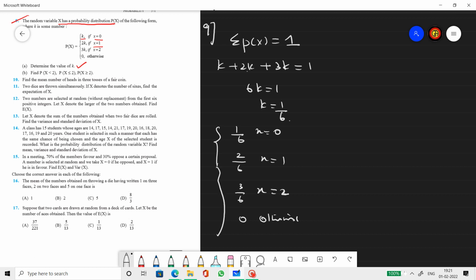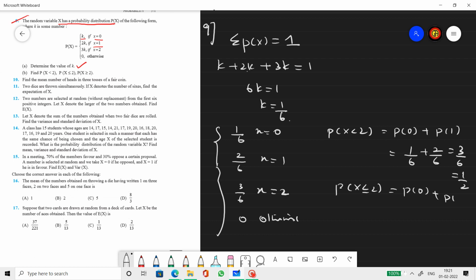Now B is P of x less than 2. Less than 2 meaning 0 and 1. So which is 1 by 6 plus 2 by 6, 3 by 6, 1 by 2. Then P of x less than or equal to 2. So it will be P of 0 plus P of 1 plus P of 2. And then P of x greater than or equal to 2. Which is just P of x equal to 2 here. Because there is no other probability for any x value above 2. So only x equal to 2 value will be the answer.